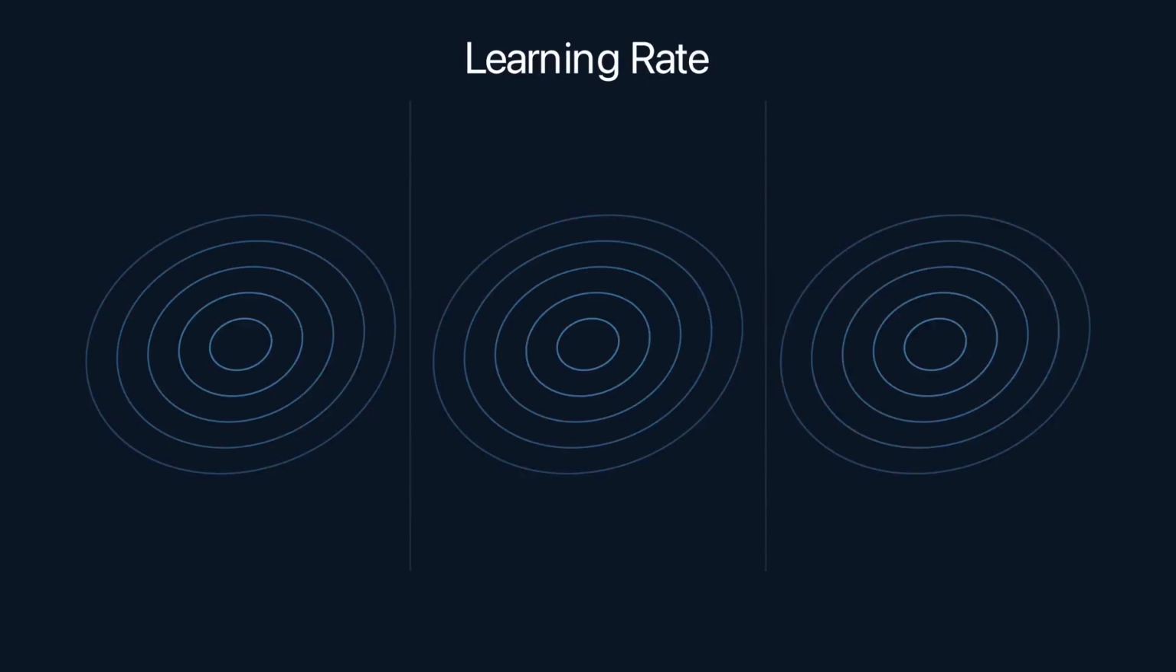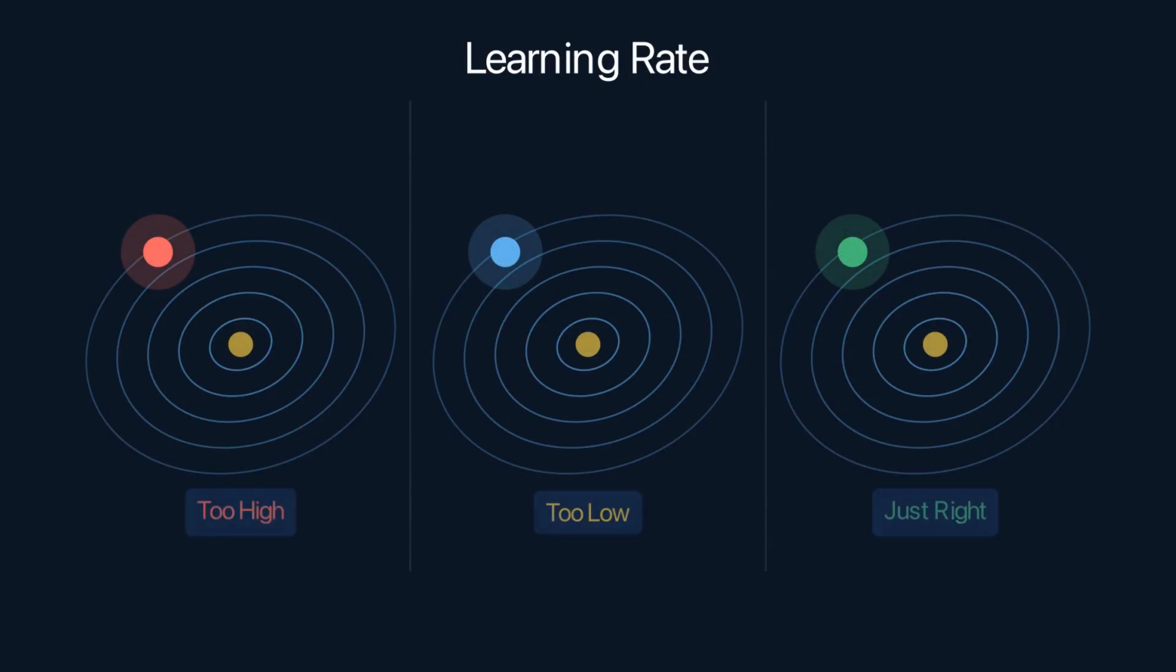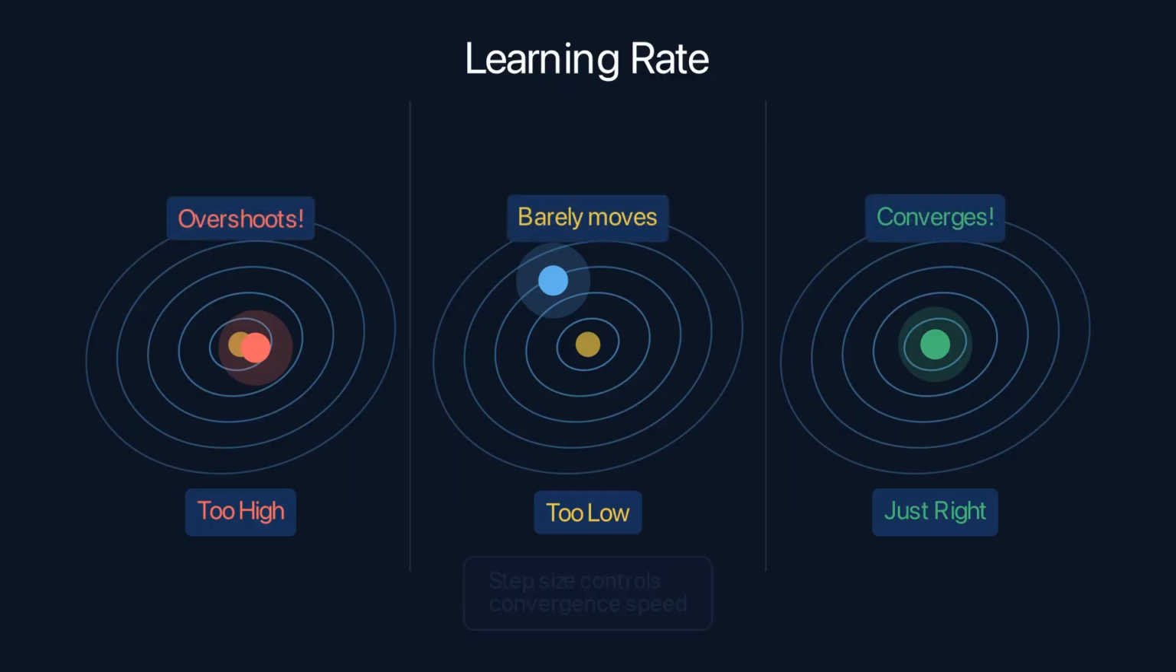How far do you ride between slope checks? That's the learning rate, your gear selection. Too high a gear, you blast past the valley and end up on the opposite ridge. The loss oscillates wildly. Too low a gear, you barely move. It takes 10,000 steps to reach the bottom. The right gear, smooth descent, reaching the valley in a reasonable number of steps.